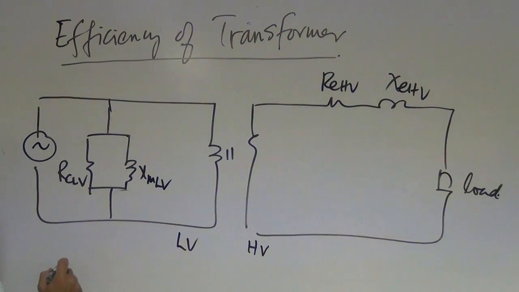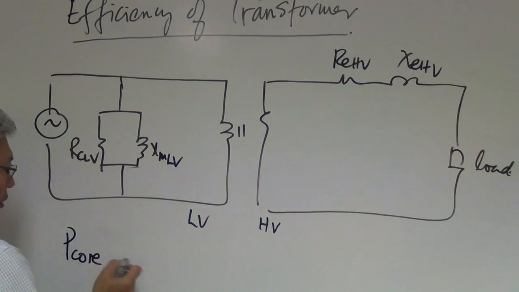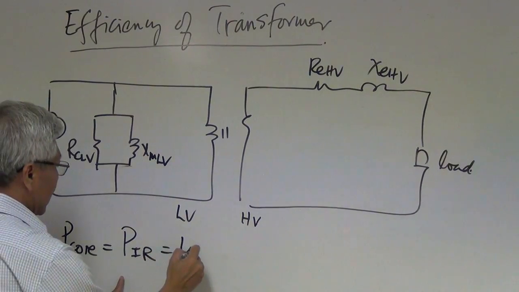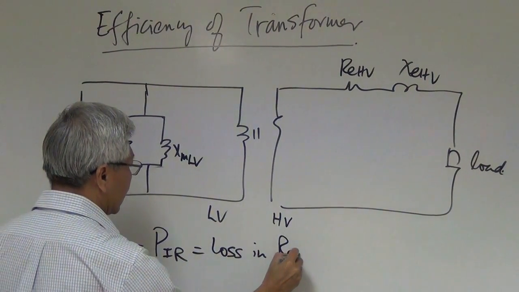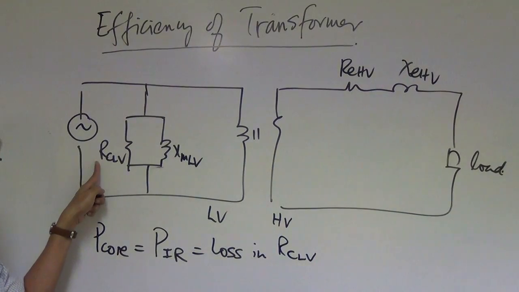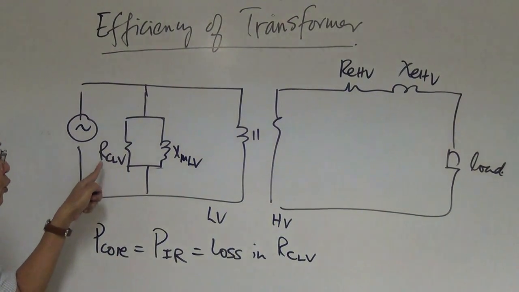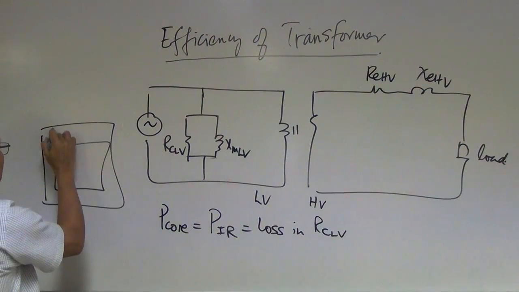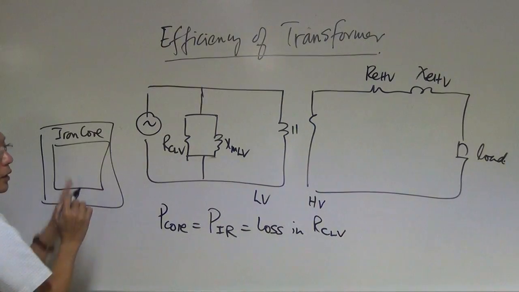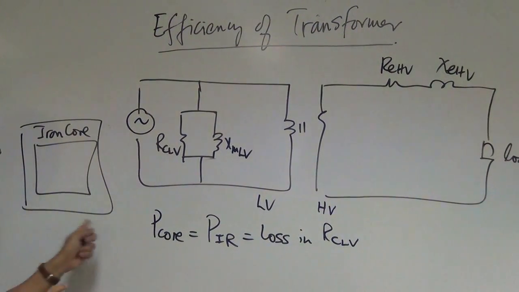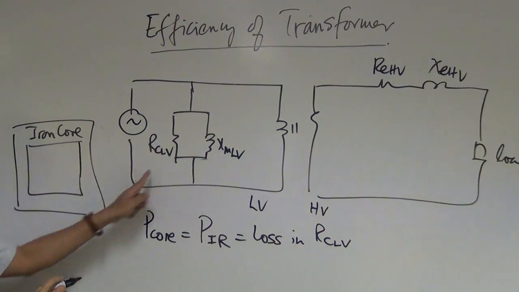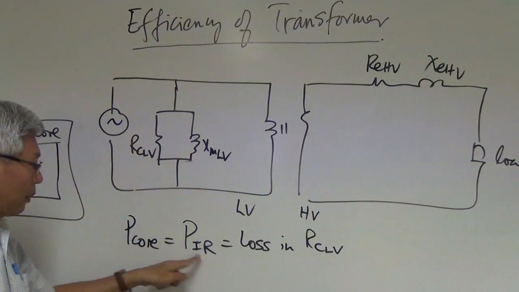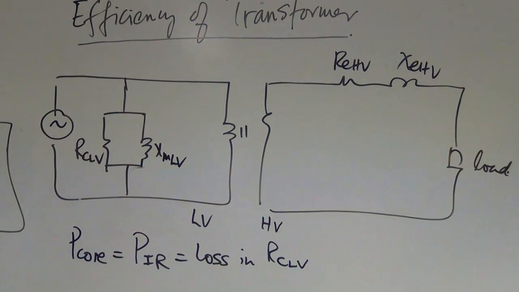So the two types of losses, one is called the core loss, which is also called the iron loss. And it's the loss in RCLV. Remember the English word? Core loss resistance. And you do recall, this core loss actually comes from this iron core. These two parameters are from the iron core. Okay, so the power loss here, we call it core loss power, or we call it the iron loss power. The two names are interchangeable.